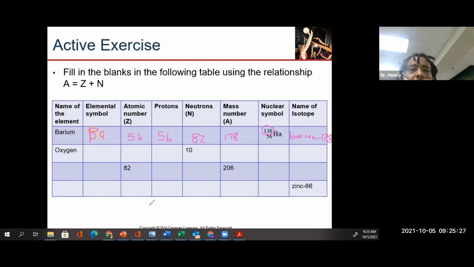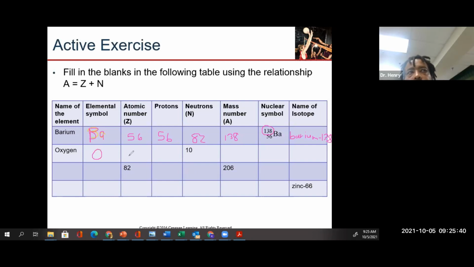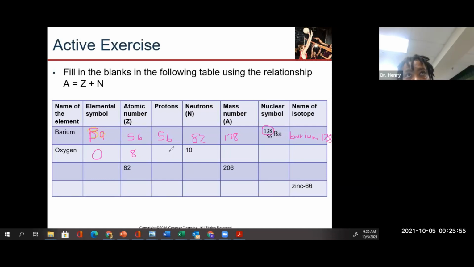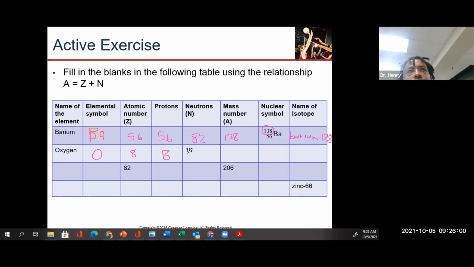Okay, so here we have oxygen. What is the symbol for oxygen? Capital O. Okay, the atomic number for oxygen? Eight. That's right, 8. Number of protons for oxygen: 8. Okay, so if I have 8 protons and I have 10 neutrons, what would be the new mass number?